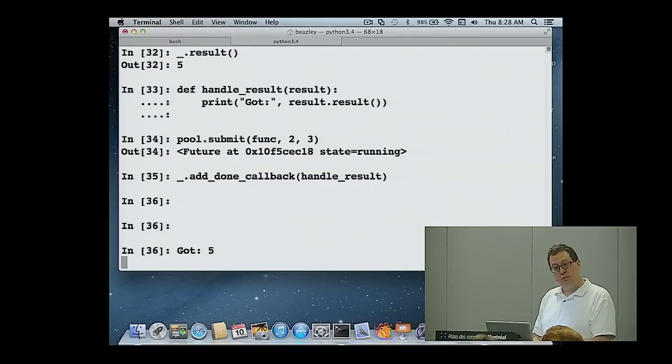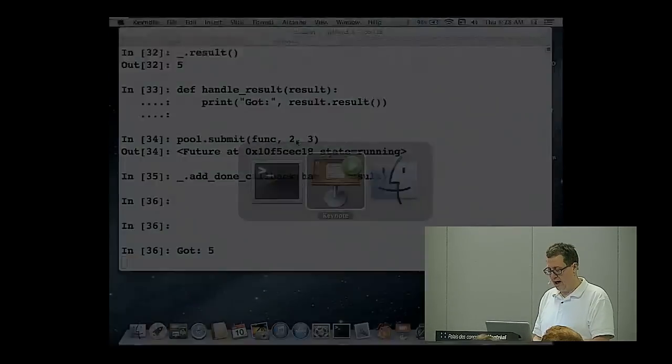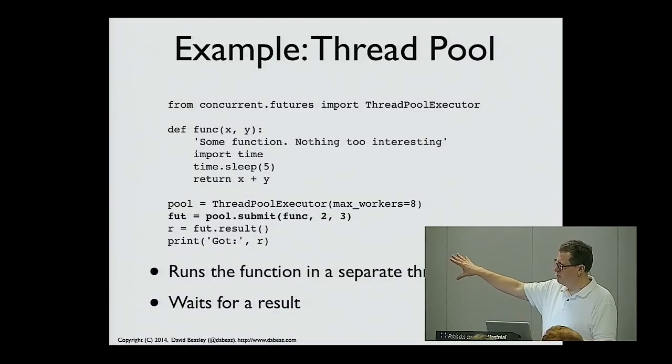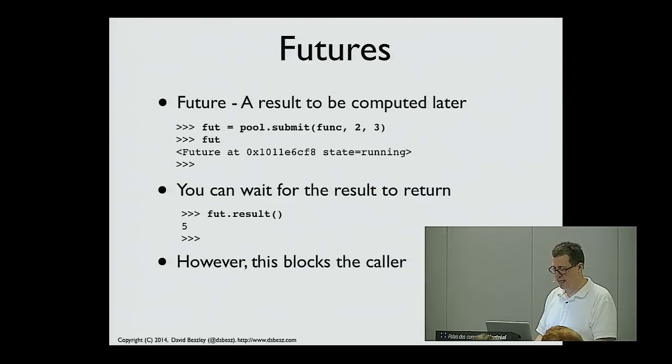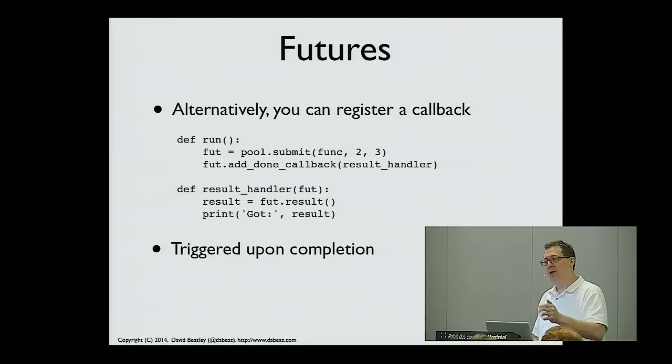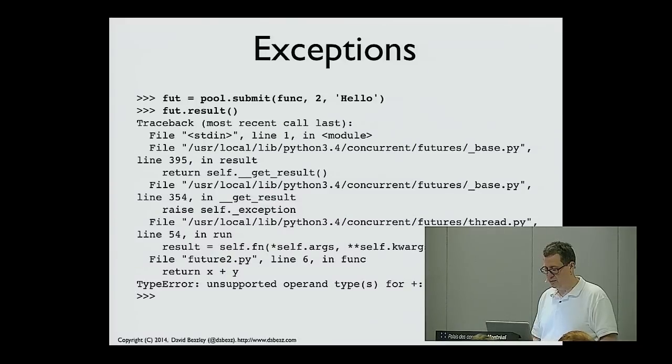So this is a programming pattern that's somewhat common. Again, we're submitting stuff to the background, having it run. And what happens with this concurrent futures thing is the results are represented by this future object. You can either just wait for a result, or you can register a callback function with it that gets triggered on completion. So there's a lot of things like this, triggering callbacks, callback-based programming.